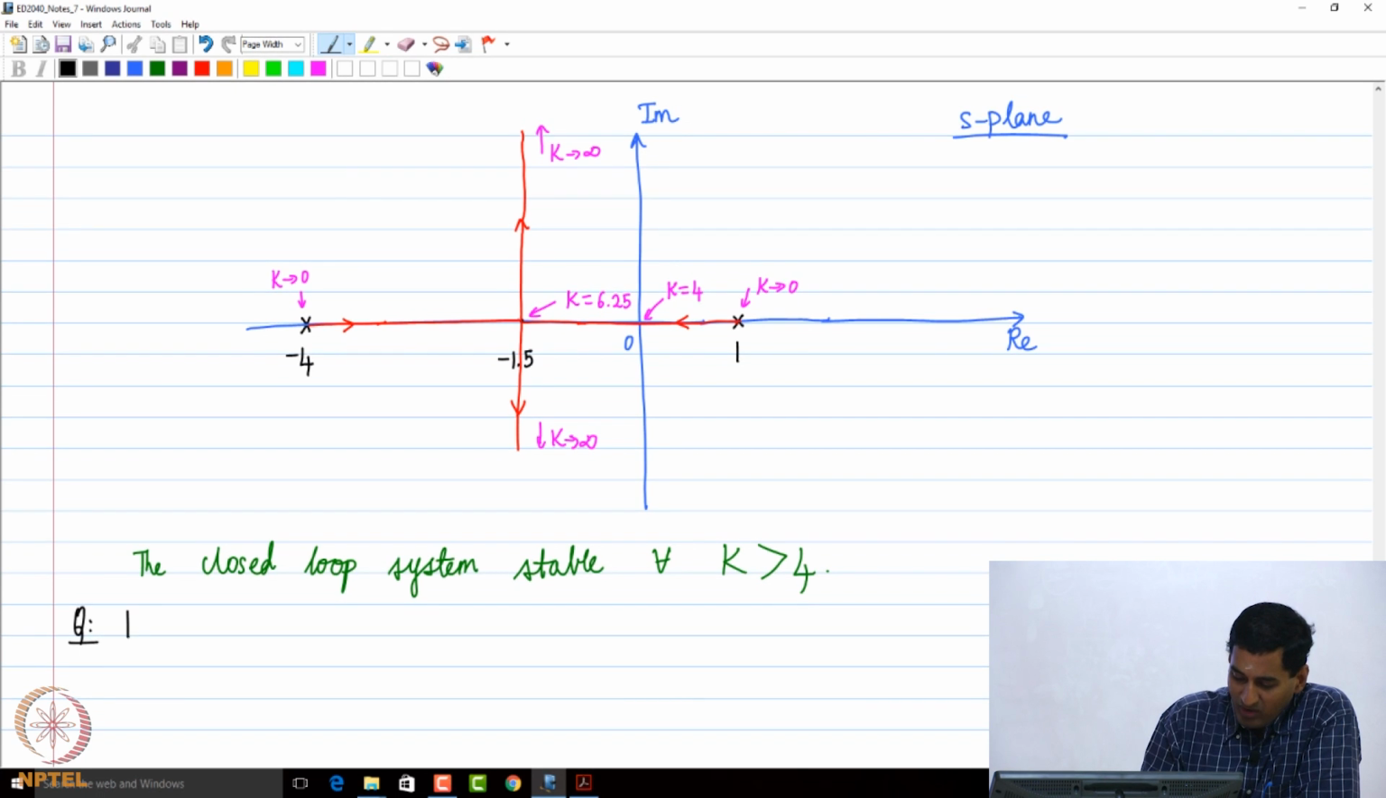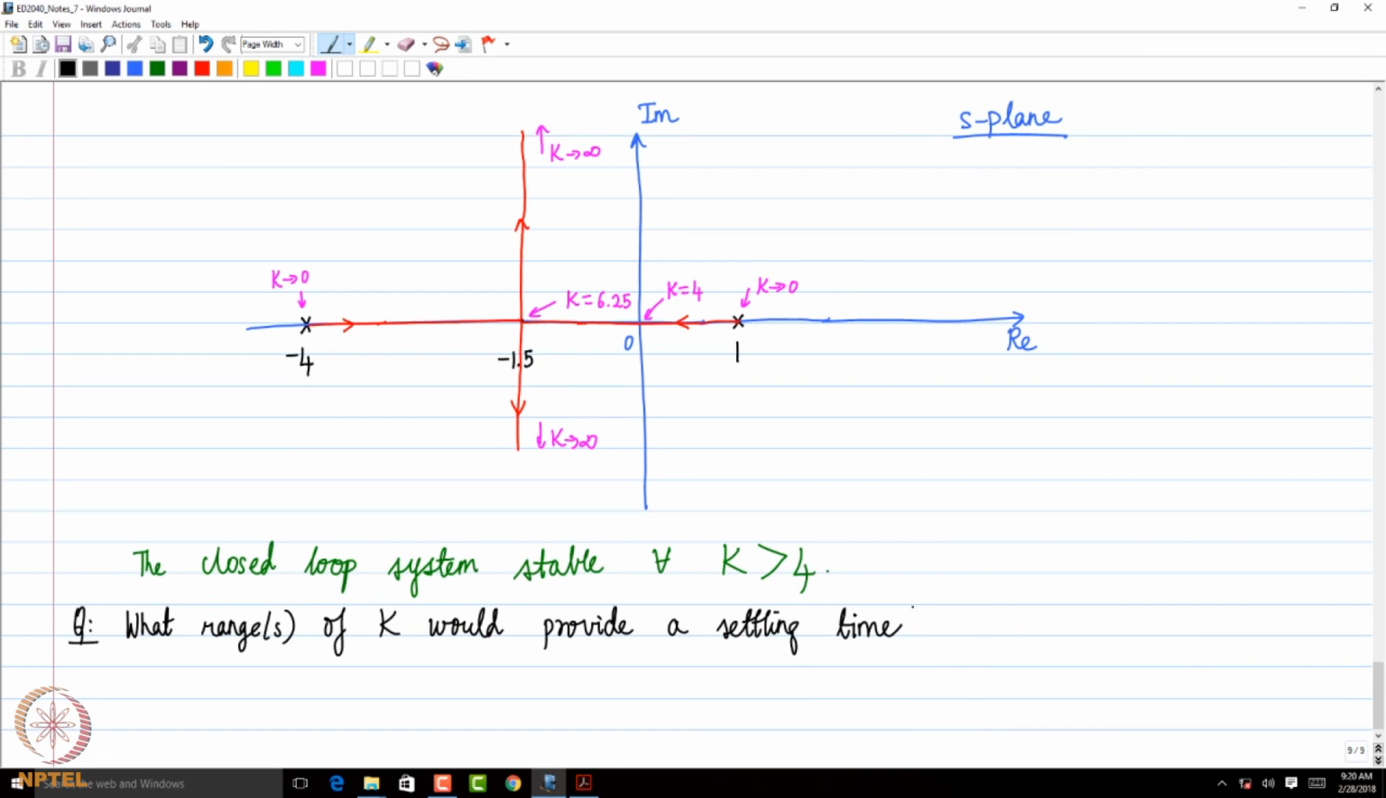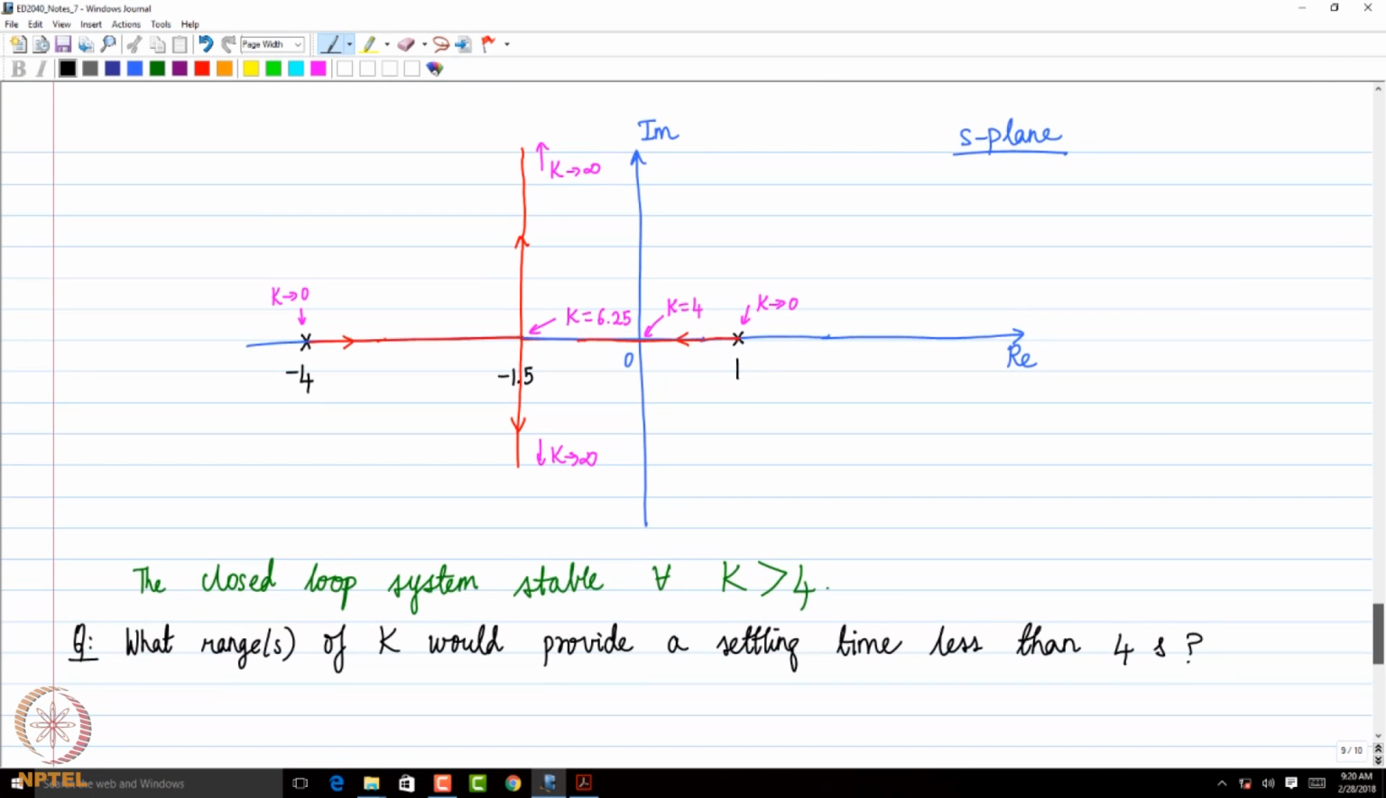So, what range of k would, see, closed loop stability is for k greater than 4, would provide a settling time, of course using the 2% criteria, less than 4 seconds. So from the root locus, can we figure out what ranges of k would give me a settling time of less than 4 seconds?